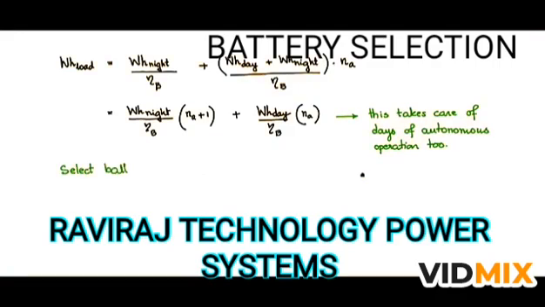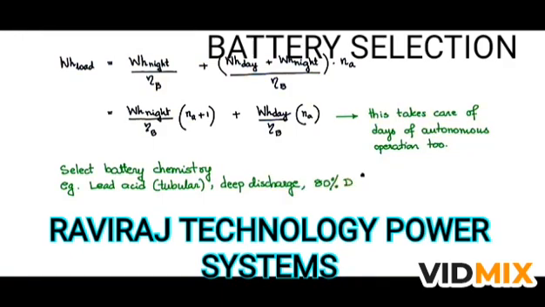Now select the battery chemistry. Example, let us say a lead acid battery, tubular lead acid battery, which has deep discharge characteristic of about 80% DOD. So normally one would choose this for a PV application. Tubular lead acid battery, deep discharge of 80% DOD can cater to continuous long-term loads, and the ampere hour of the battery can be calculated as watt hour load, as calculated here, which includes the efficiency of the battery also, divided by DOD into V battery nominal.